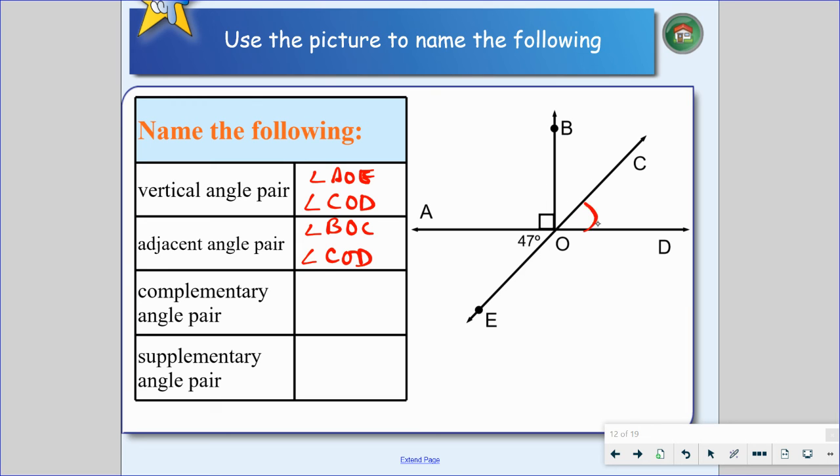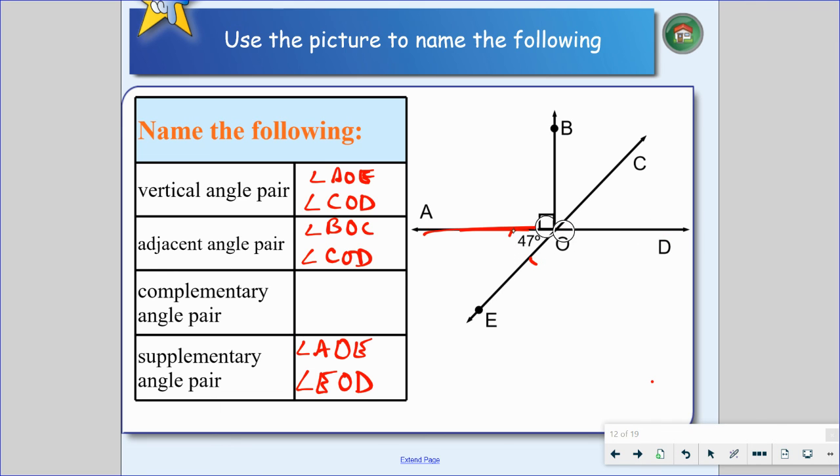We could have done COD with DOE. Notice those are right next to each other. And as a matter of fact, those are supplementary. Let's go ahead straight to supplementary, huh? And if I picked angle AOE, then the one right next to it, whose sum would make a straight 180-degree angle, would be angle EOD. Those two angle pairs would be supplementary because whatever their measurements are, if you added them up, it would add a total of 180 degrees.